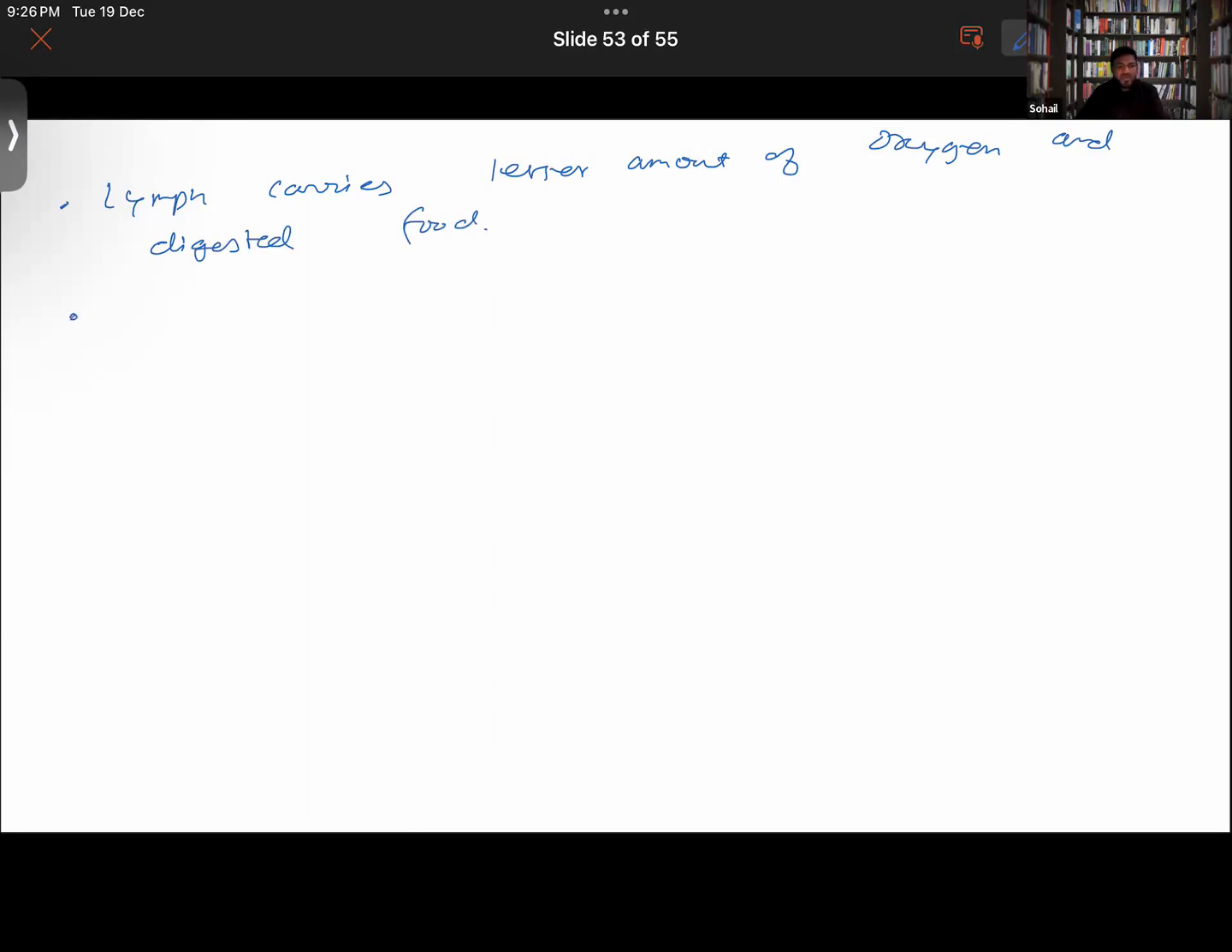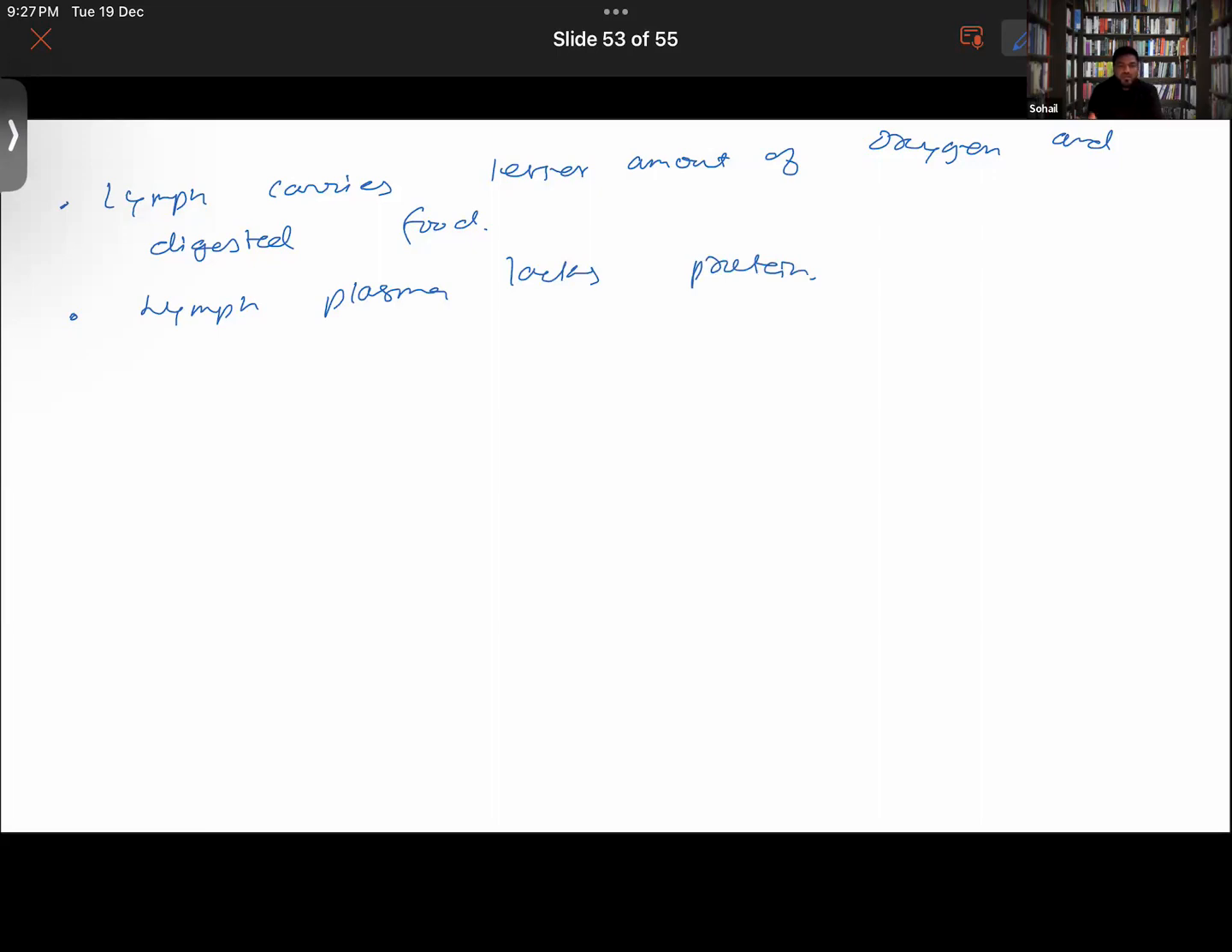Second thing, the plasma that is found in the lymph will have no proteins in it. It will lack protein. So lymph plasma lacks protein. Getting this or not?